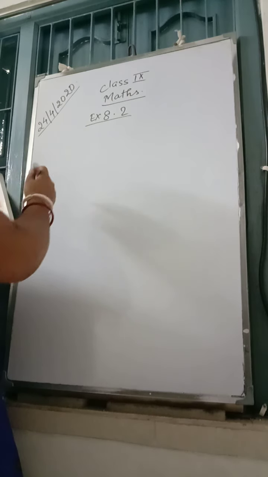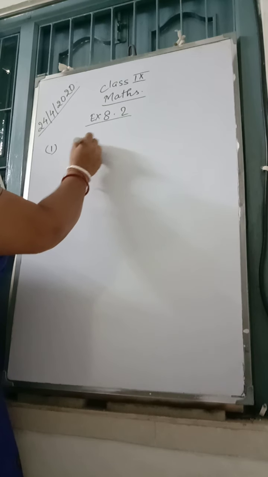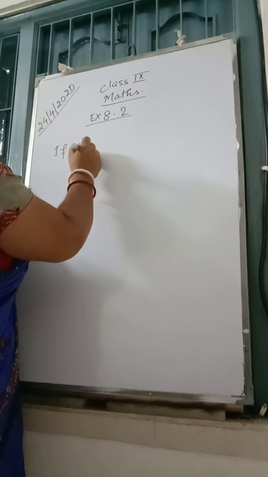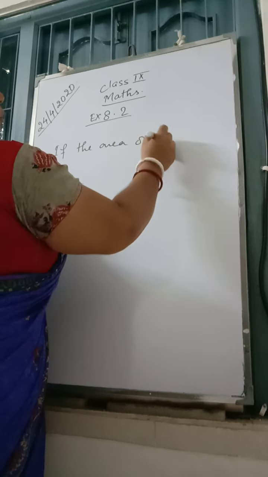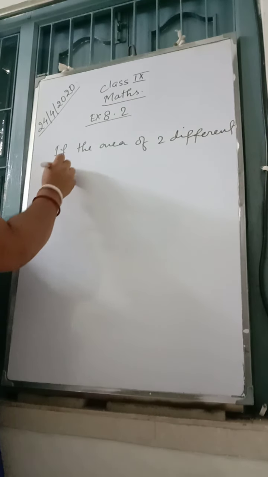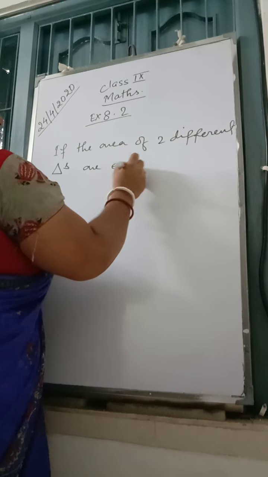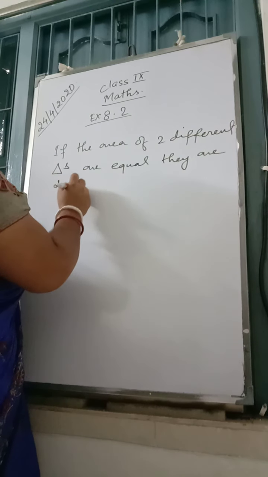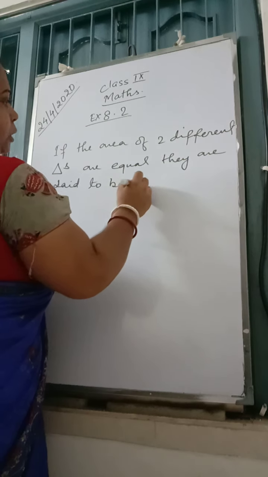Before we start exercise 8.2, once again I wanted to remind you of the terms of congruency, the conditions of congruency. We have certain conditions. The first is SSS. The meaning of congruent is, if the areas of two different triangles are equal, they are said to be congruent.